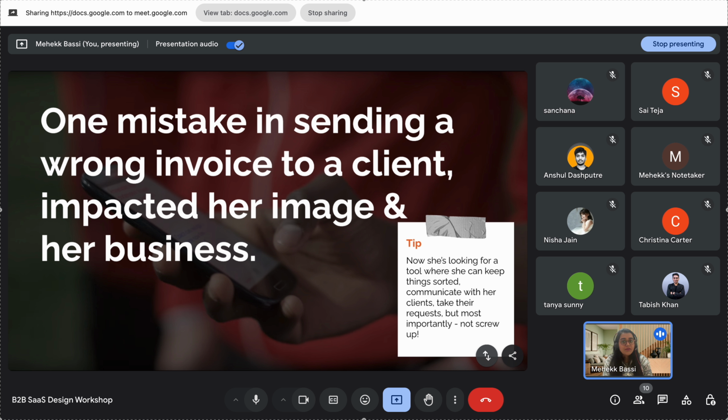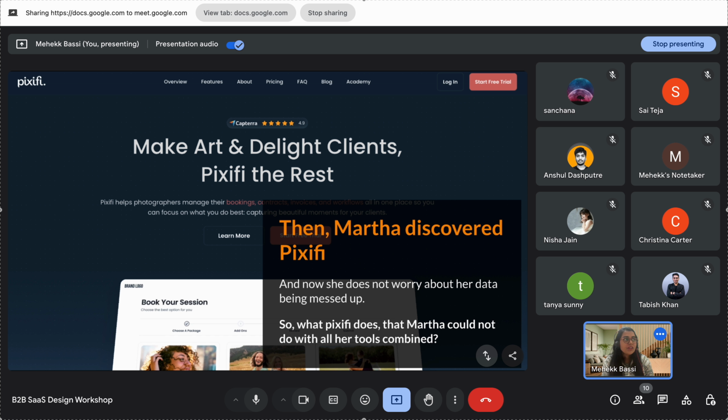So now, meet Pixify. This is managing her data right now. So Martha does not need to worry about messing up because this is a tool she trusts. The trust comes from data-driven design. Pixify sold itself to her through their features that automate a lot of processes.